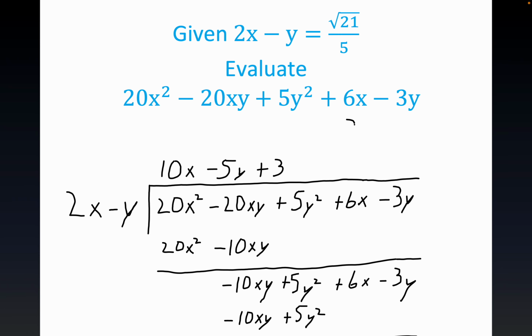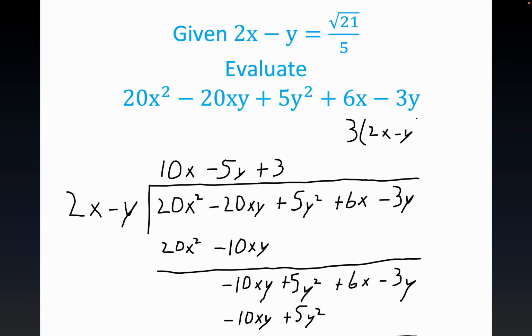It's a 5-term, 2-variable polynomial, and it looks pretty promising at the outset. If you compare this initial condition with this factorization of the last two terms, you can factor 3 out of these last two terms and you end up with 2x minus y, which is the initial condition. Okay, we get a numerical value of root 21 over 5 for 2x minus y.